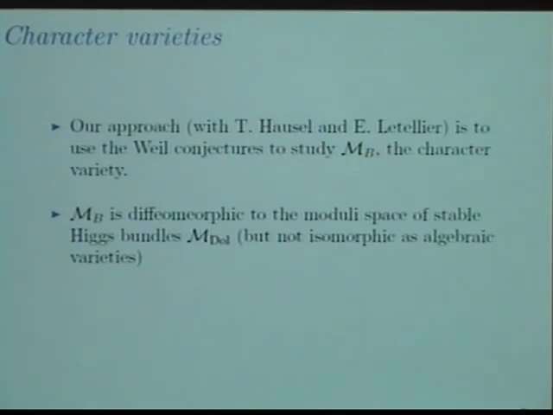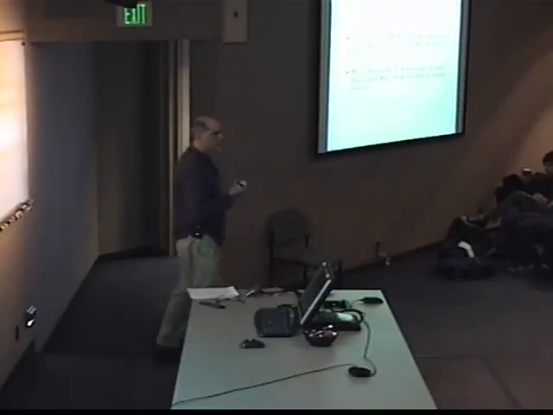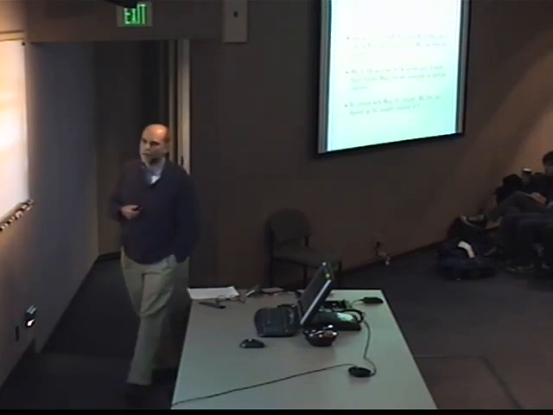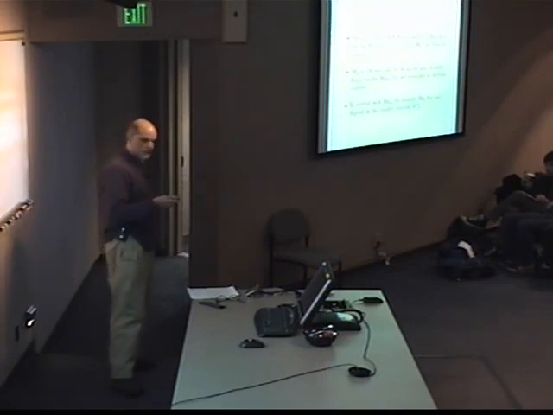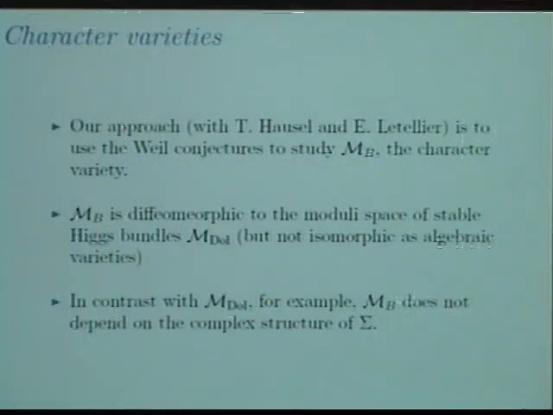Now, just to clarify, the Betti version of this manifold is diffeomorphic to the moduli space of Higgs bundles, which ultimately perhaps is the more interesting variety. They are not isomorphic as algebraic varieties. They're really different things with the same underlying differentiable manifold. So, for example, the Dolbeault version, the actual structure of it as an algebraic variety depends on the complex structure on the curve, whereas the representation variety only depends on the topology. We only use the fundamental group. It's the only data that comes in.